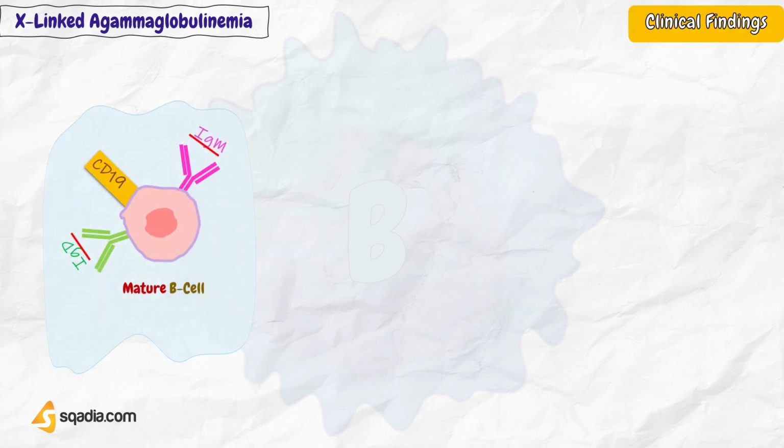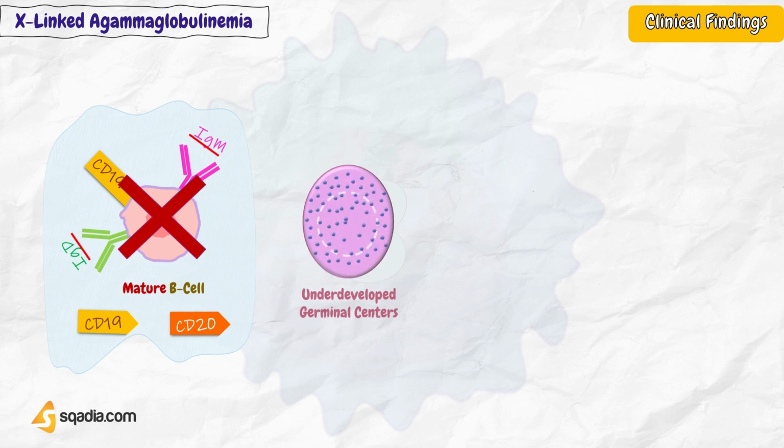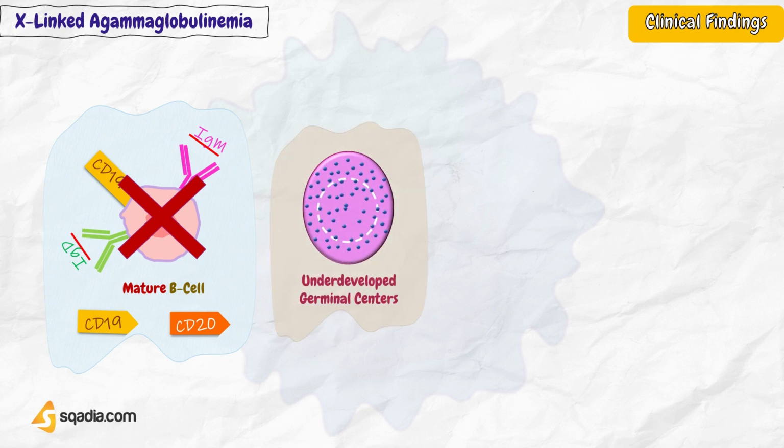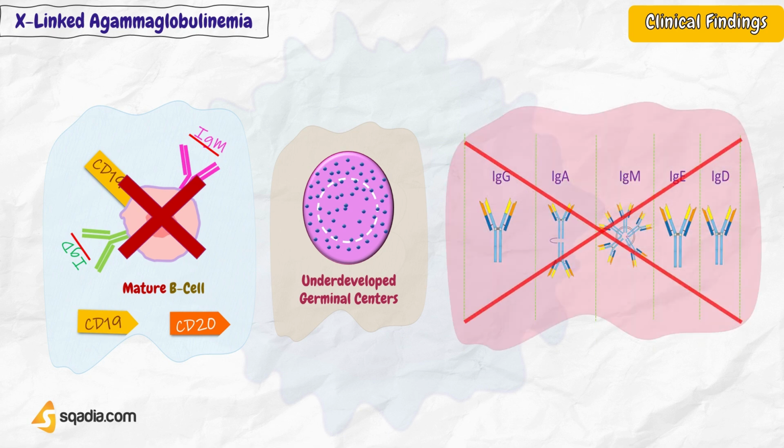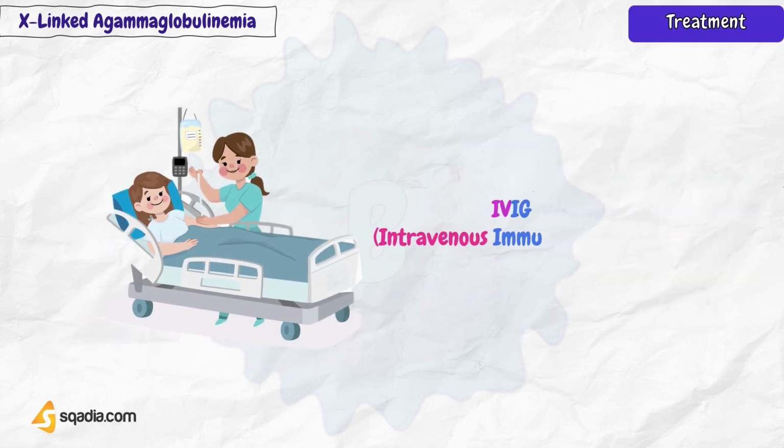The key findings include the absence of mature B cells in the peripheral blood, which are usually marked by CD19 and CD20. There will also be underdeveloped germinal centers of lymph nodes and absence of all classes of antibodies. Treatment is usually done by the administration of IVIG, which is intravenous immunoglobulins that are pooled immunoglobulins that are missing in these patients being administered directly to them.